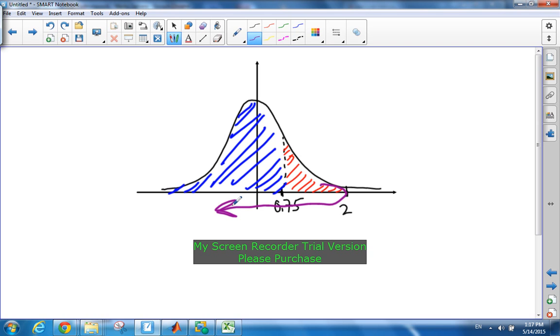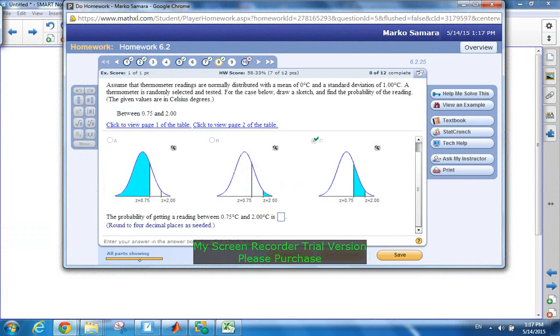So the cumulative probability up to 2 is blue plus red area, minus the blue area, which is the cumulative probability from minus infinity up to 0.75. So that's what we are going to do. We need the cumulative probability for z-score 2 and for z-score 0.75. Well, we can use the table.